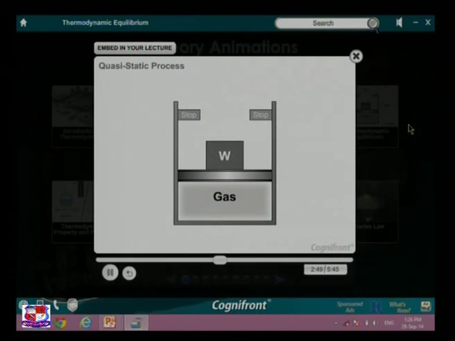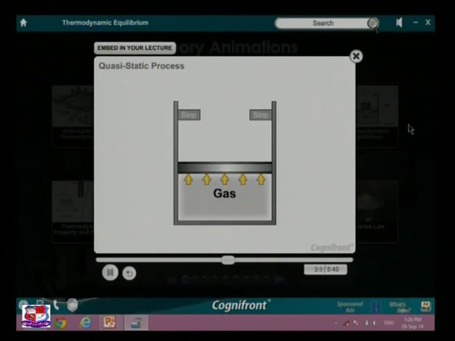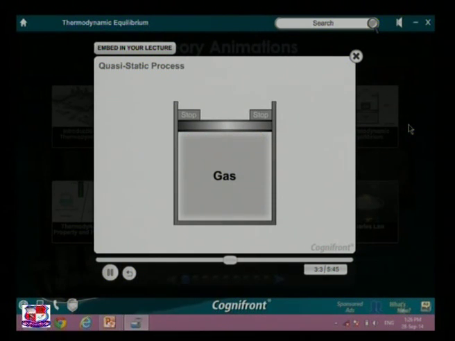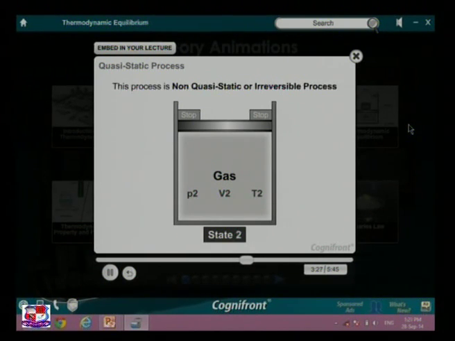Now, if we remove the weight, an unbalanced force will develop between the system and the surroundings. Thus, the gas will expand and the piston will move up till it hits the top. The system reaches a new equilibrium state 2 defined by P2, V2 and T2. But the intermediate states of the system are non-equilibrium states. Thus, the process is said to be a non-quasi-static or irreversible process.